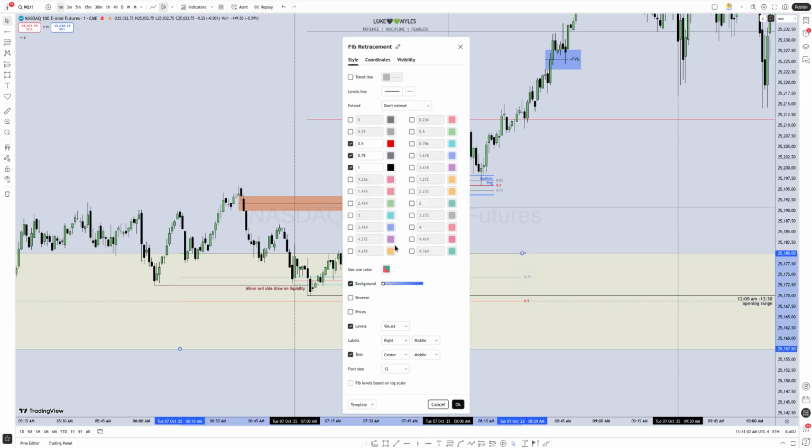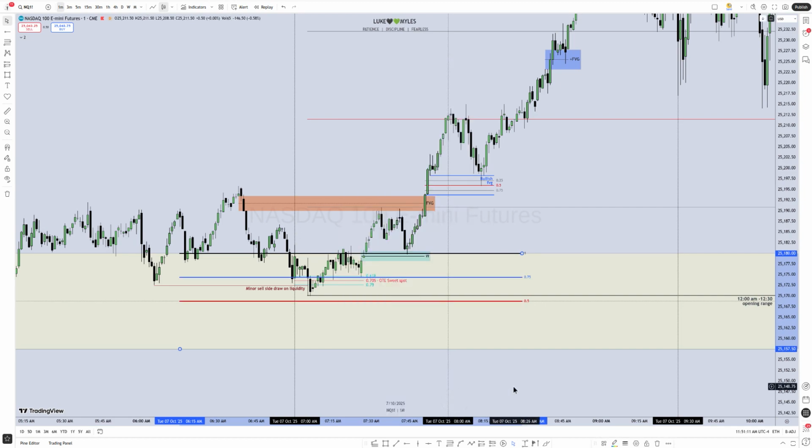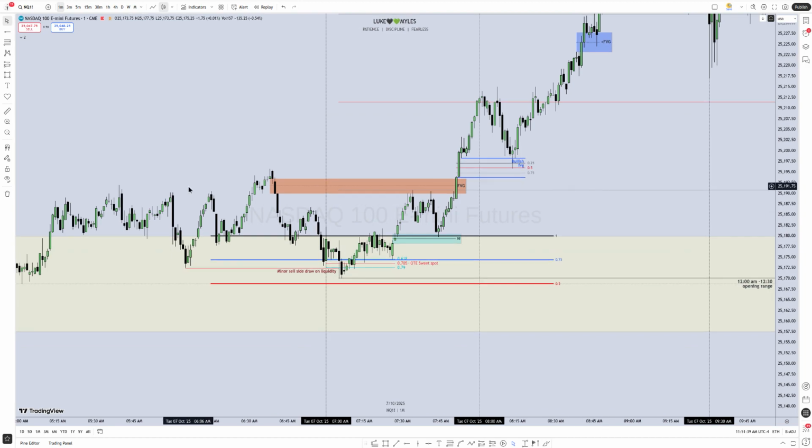If I am to make those bolder, you have this range, this yellow box right here, the 12 a.m. to 12:30 opening range. You have the 0.5 of that range, or half of this yellow box. Then you have the upper quadrant or quarter of this yellow box. So I want you to look at that. I'm going to zoom in right there.